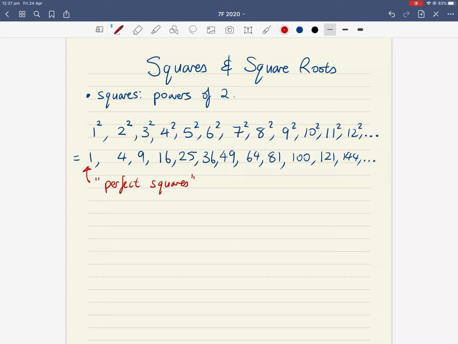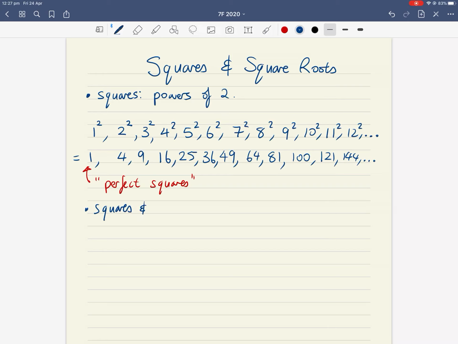squares. So because they were obtained by squaring our numbers. So 1 squared is 1, 2 squared is 4, 3 squared is 9, etc. So these are called perfect squares. So squares is to the power of 2. Now be careful, 3 squared is not 6. 3 squared does not mean 3 times 2. 3 squared means 3 times 3. Okay? Now, what is a square root?